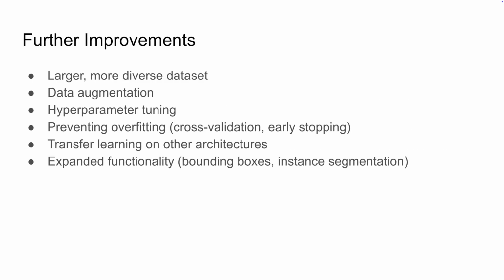For further improvements, we can always have a larger and more diverse dataset. We can conduct data augmentation before training, and during training, we can improve hyperparameter tuning with techniques like grid search or Bayesian optimization. We can use cross-validation and early stopping to prevent overfitting. We can use transfer learning on other architectures like mask RCNN and faster RCNN. And finally, we can expand the functionality of our models to bounding boxes as well as other features like instance segmentation.